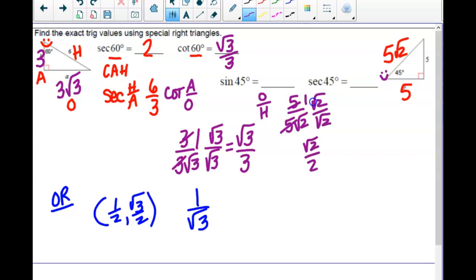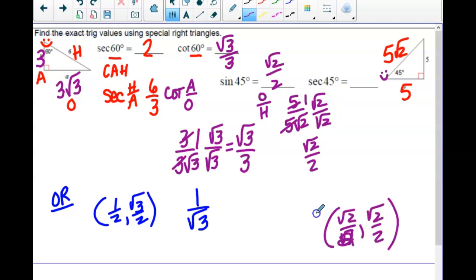Square root of 2 over 2. I'm kind of hoping some of you have it memorized that the point at 45 on the unit circle is square root of 2 over 2, square root of 2 over 2, right? So the sine is the y value, square root of 2 over 2. We good?